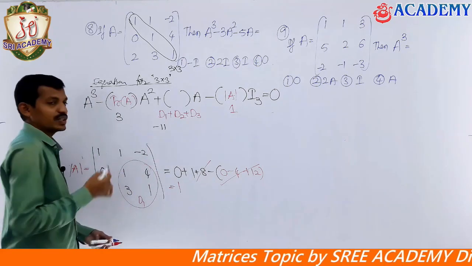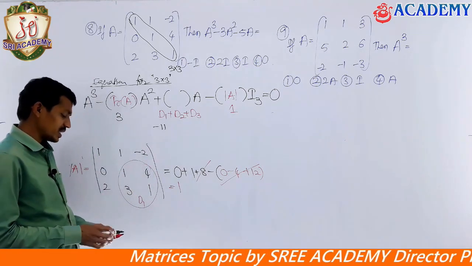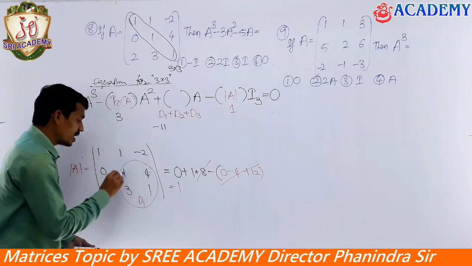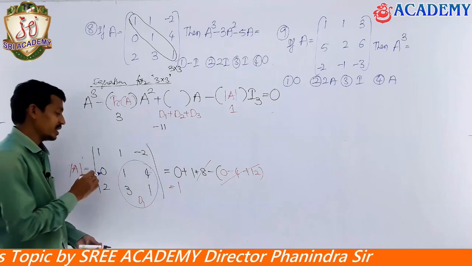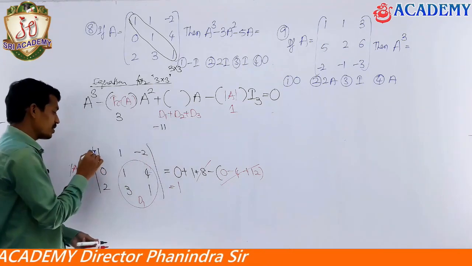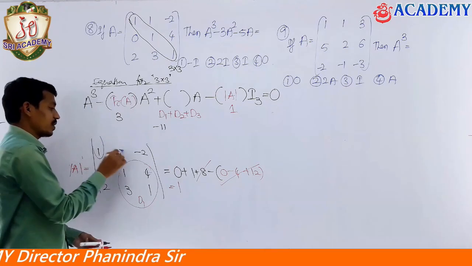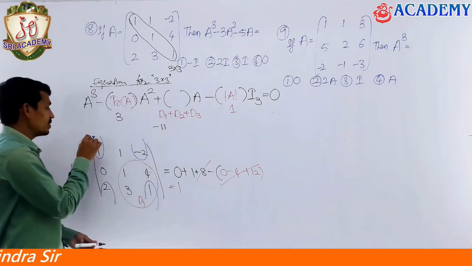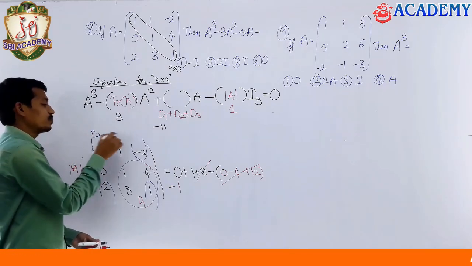Next, the second matrix, once again the same thing: eliminate the second row and second column. D2 is nothing but this matrix. This is D2.